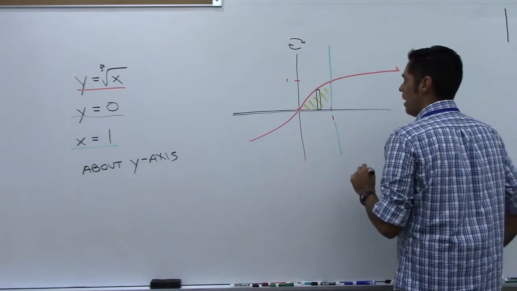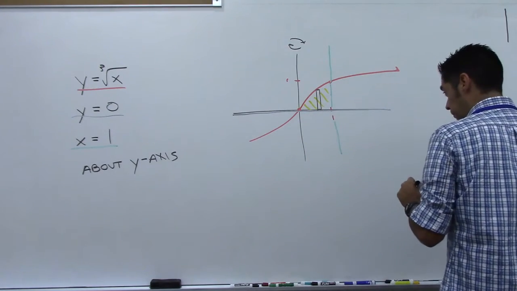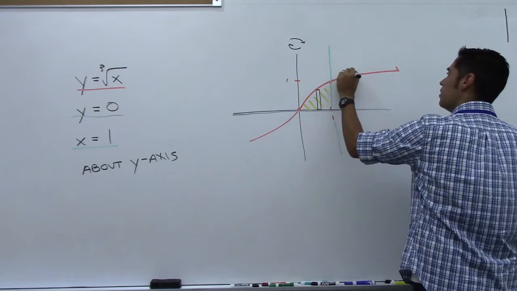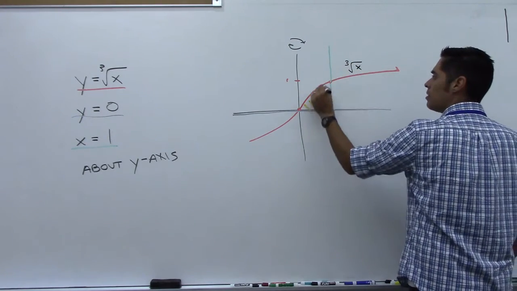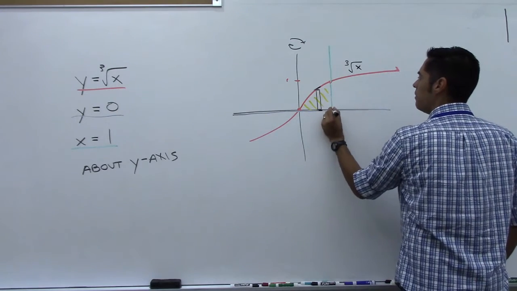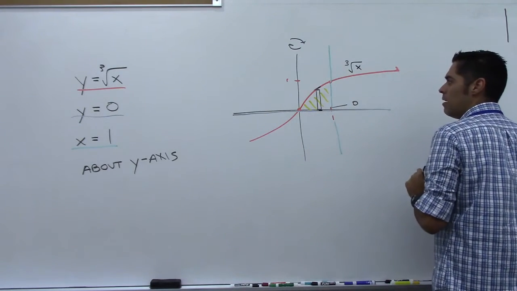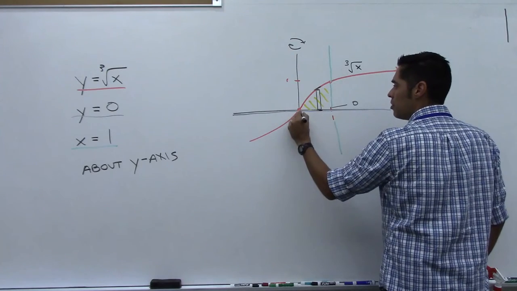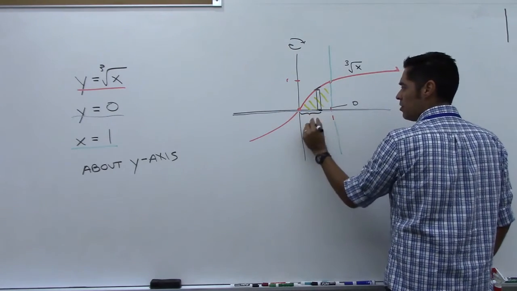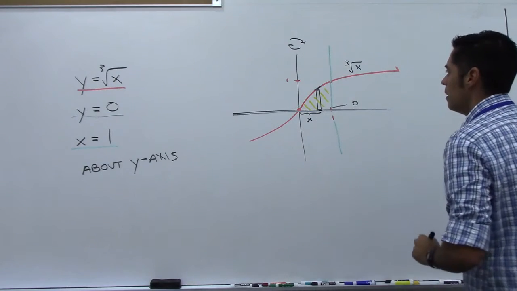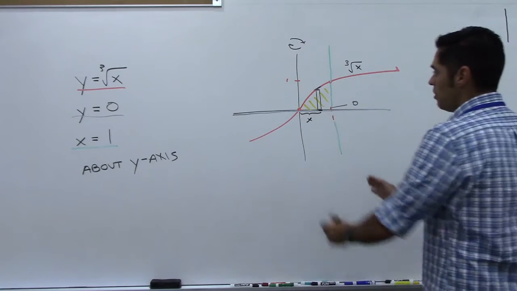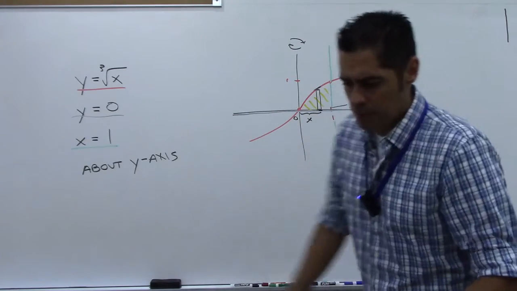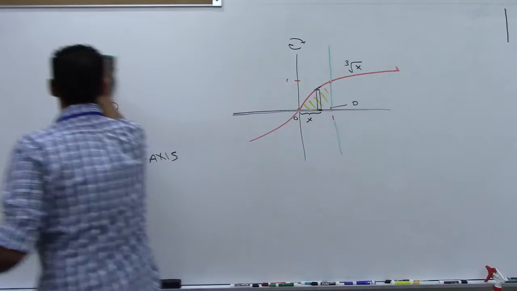So what I need to do now is figure out what the top function is. The top function here is cube root of x. The bottom function here is 0. And now I just need to find the radius, which is going to be the distance from the axis of rotation to my rectangle, which is just x in this case. And now our limits of integration: we're going to start at x is 0 and stop at x is 1. So this should be a pretty clean setup.